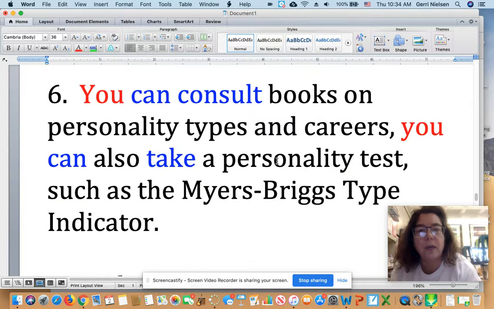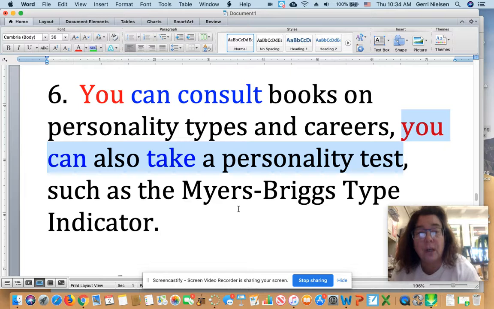Number 6, you can consult books on personality types and careers. That is one independent clause right there. We got a subject and a verb. Then we've got a comma. Then we've got another independent clause here. You can also take a personality test. So we've got 2 independent clauses right there.